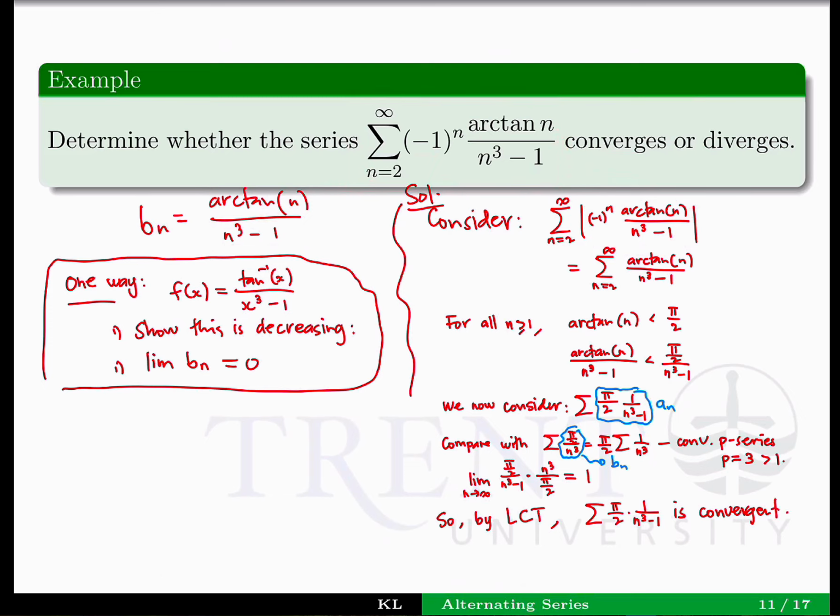But then again, we now have this series to be convergent, and we use this series to compare it to this series. And we have less than here. So if something bigger is convergent, then this is forced to be convergent by the direct comparison test. The series arctan of n over n cubed minus 1 is convergent.